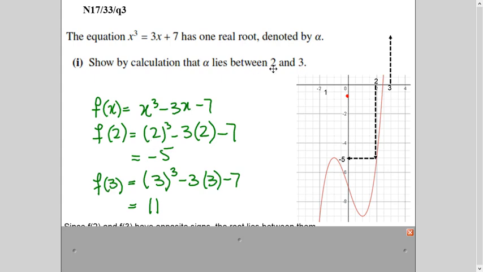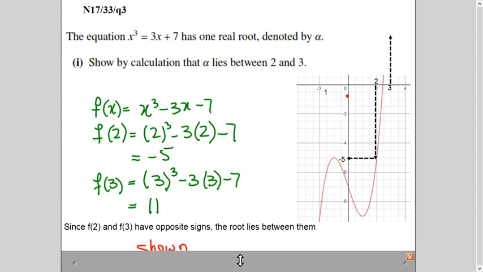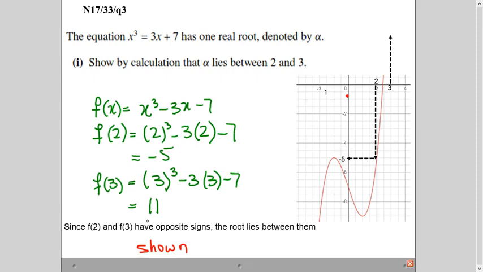So when you substitute the two numbers between which the root lies, if one is giving you a positive answer and the other is giving you a negative answer, it means your root lies between them. Then you can write this statement: since f of 2 and f of 3 have opposite sign, the root lies between them, or you can write between 2 and 3. So shown, because the question was saying show.